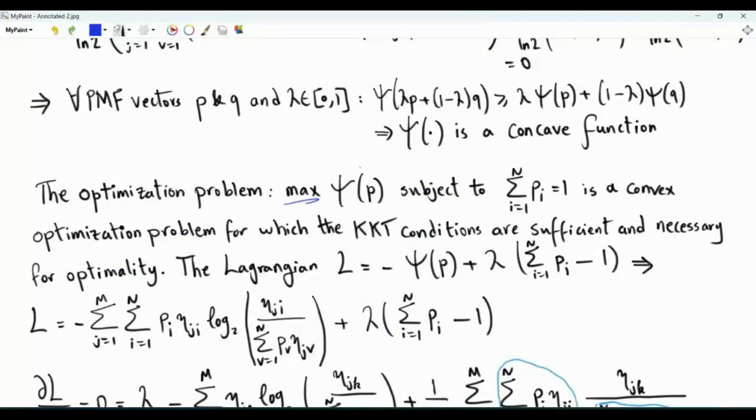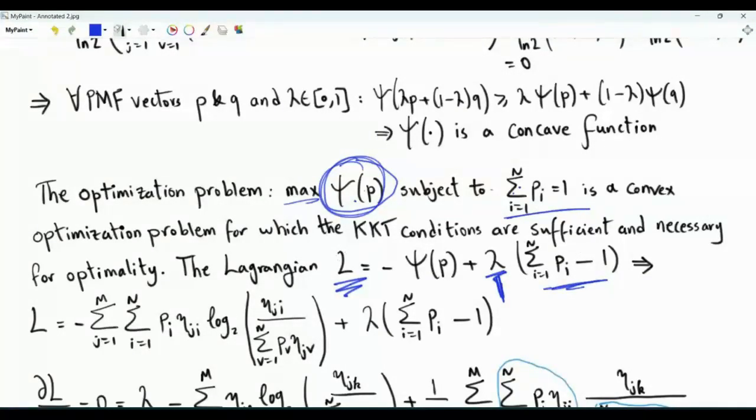Our optimization problem is to maximize the mutual information, which is now represented by this concave psi of p. We are minimizing a convex function, and we have this constraint, which is affine. We have a convex optimization problem for which the KKT conditions are necessary and sufficient. Let's now write down the stationarity KKT conditions. We will write the Lagrangian, which is the negative of this function, plus lambda, that's the dual variable or Lagrange multiplier. And then we have our constraint.